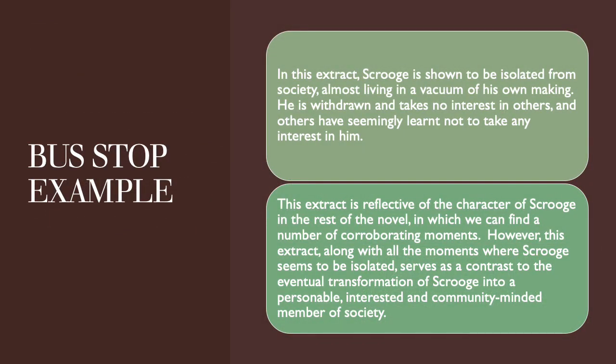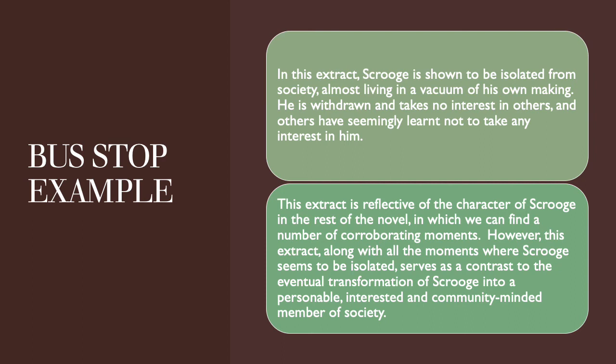So here's my example of a bus stop answer. In this extract, Scrooge is shown to be isolated from society, almost living in a vacuum of his own making. He is withdrawn and takes no interest in others, and others have seemingly learnt not to take any interest in him. So that first section of my bus stop answer, I'm purely talking about the extract, and you should see in there the words that we've used in our annotation. So you've got isolated, you've got vacuum, and you've got withdrawn.